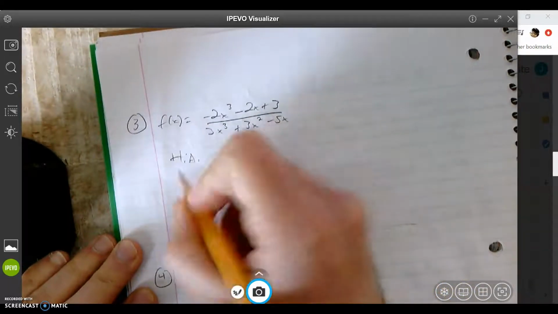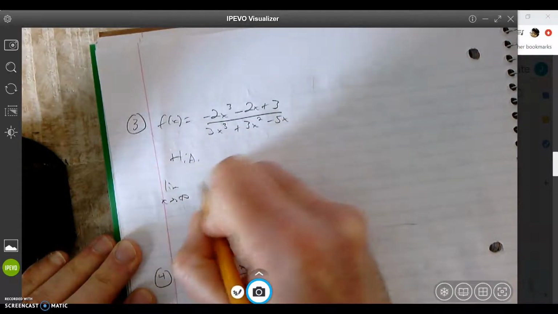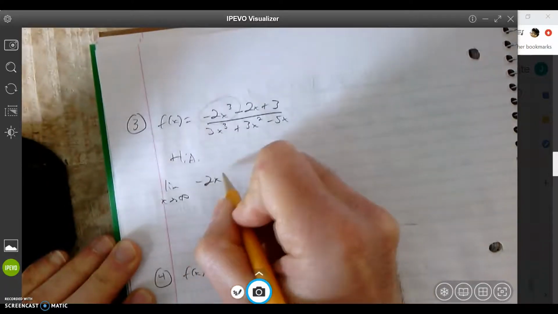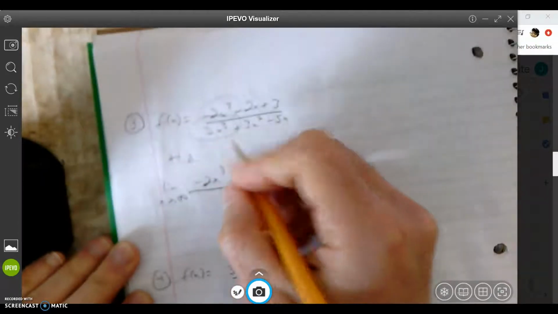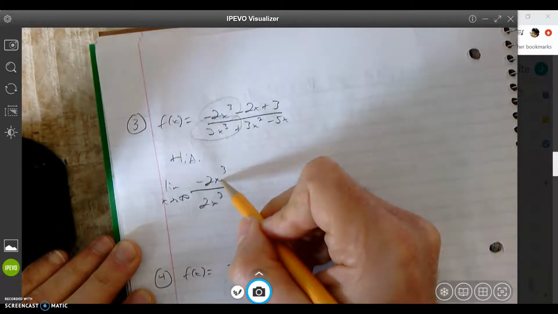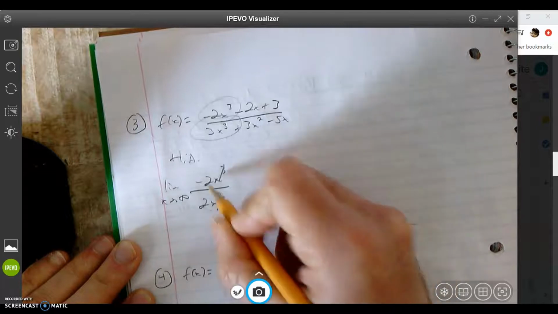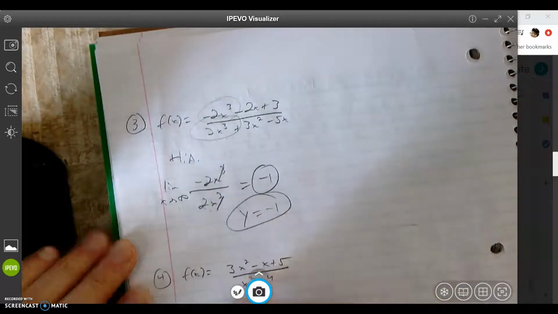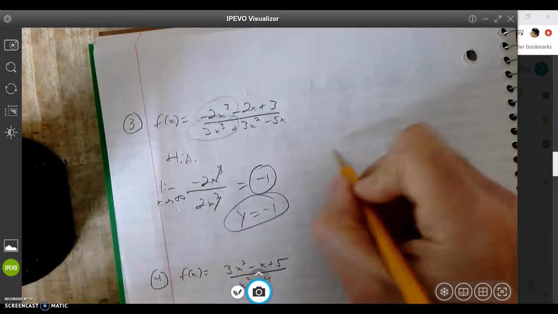So the horizontal asymptote is when the limit as x approaches infinity. The only thing I care about is the biggest power in the numerator, and then the biggest power in the denominator, which is 2x to the third. Infinity to the third divided by infinity to the third is 1. And so negative 2 divided by 2 is negative 1. And so y equals negative 1 is your horizontal asymptote.